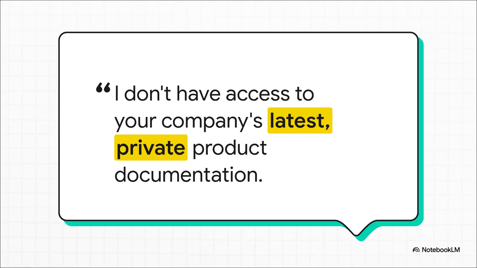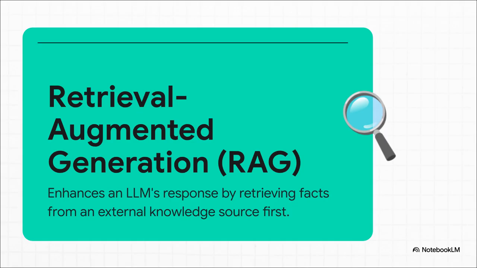We've got to fix that. And the solution has a name, RAG, or Retrieval Augmented Generation. It's kind of like a two-step dance. First, your system retrieves the right facts from your own private data. Then it augments the LLM's prompt with that info. It's like giving the model a cheat sheet right before it answers your question.